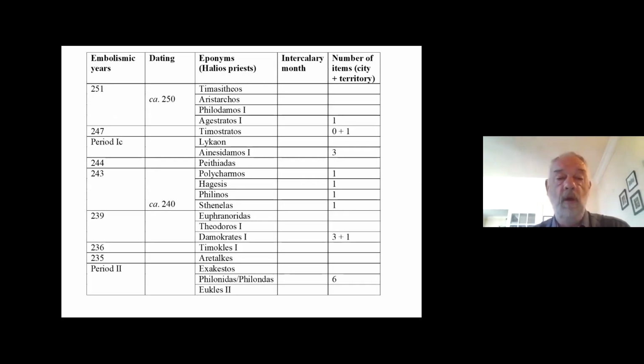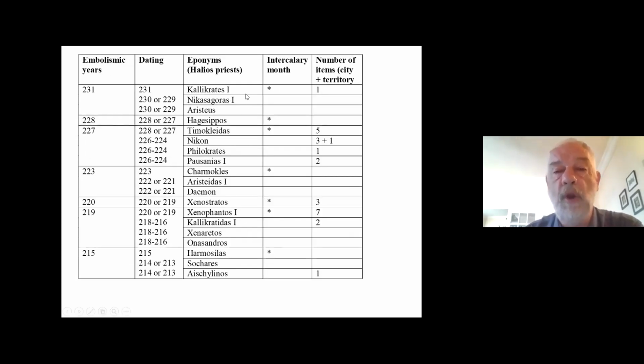Starting with the period 2C, you have to discuss the distribution of embolismic years and their relations to the eponyms. You have a first example in 231. Callicrates is attested with intercalary month Panamos Deuteros. It is the same case for Hagesippos or Timoclidas. According to Finkelstein, Hagesippos and Timoclidas were to be dated around 220, 221 for Hagesippos, 220 for Timoclidas.